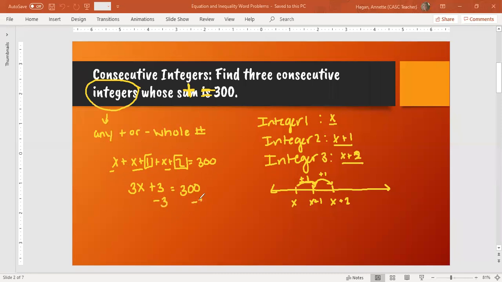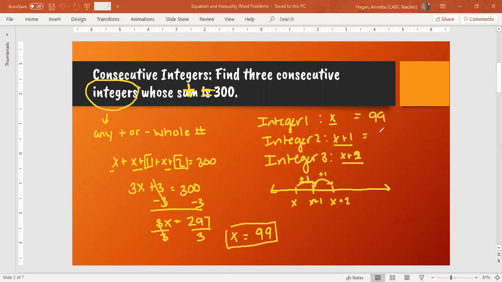I'm going to subtract 3 from each side. I get 3x equals 297. I'm going to divide each side by 3, and 3 goes into 297 99 times. So my first integer is 99. My second integer is going to be 99 plus 1, which is 100. And my third integer is going to be 99 plus 2, which is 101. So they're consecutive, they're in a row, and that is how we're going to do these, okay?